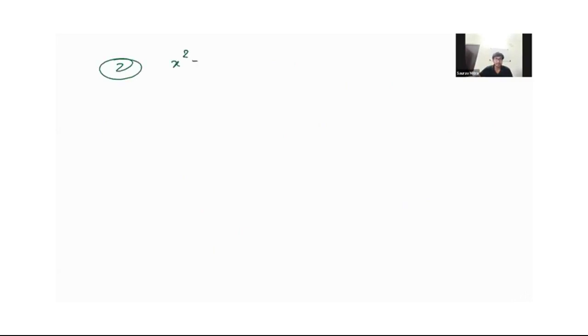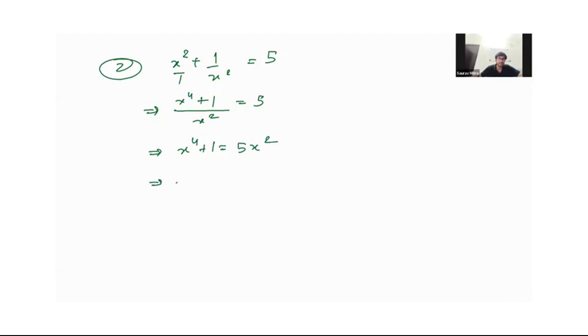x² + 1/x² = 5. Now let's solve it. It is a fractional addition, so we have to take the LCM. So it will be x⁴ + 1 = 5x². This implies x⁴ - 5x² + 1 = 0.